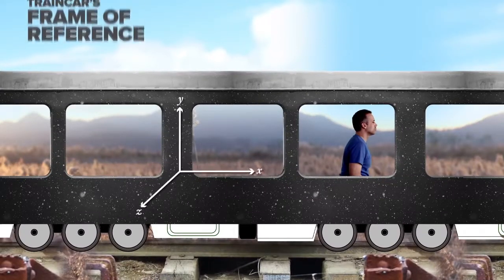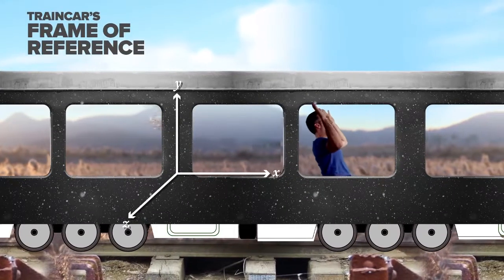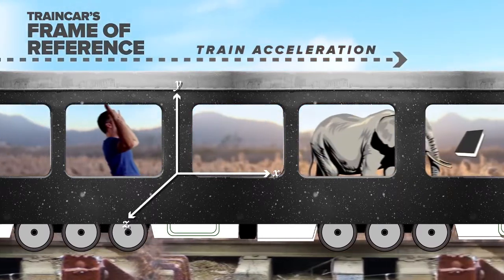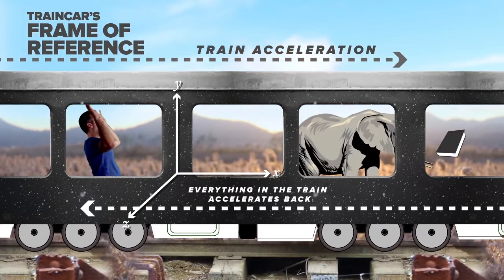All right, let's look at things from the train car's frame of reference, though, a little more carefully. Inside that accelerating train car, not only does everything accelerate backward for no apparent reason, everything accelerates backward together. You, a book, and an elephant will all lurch toward the back of the car with the same acceleration.